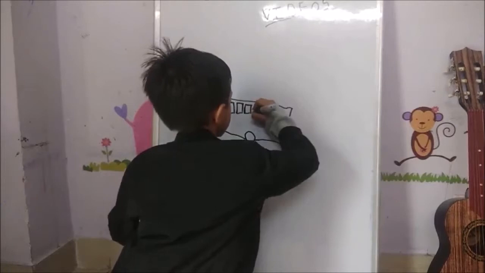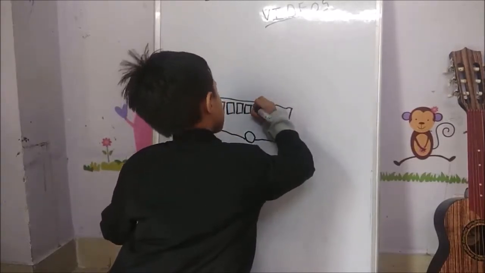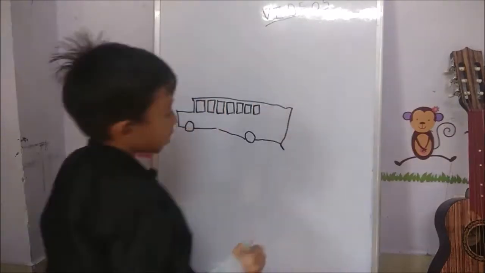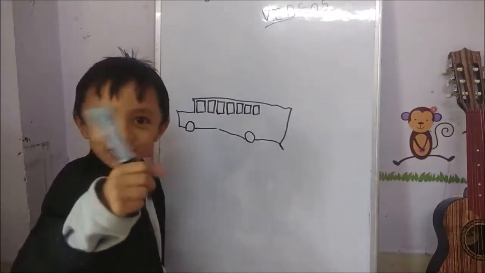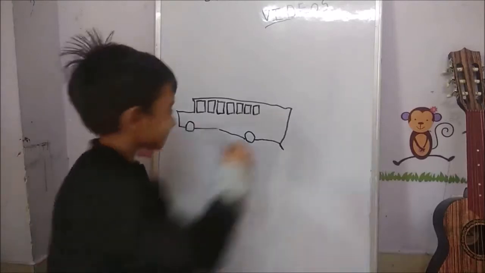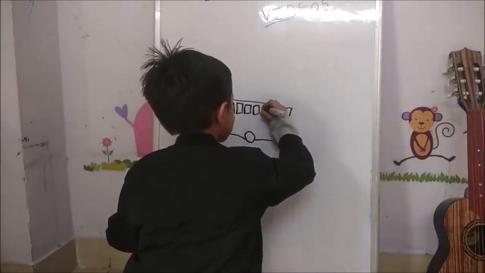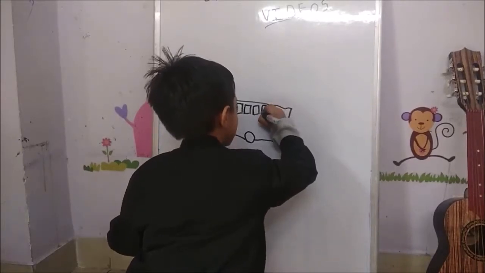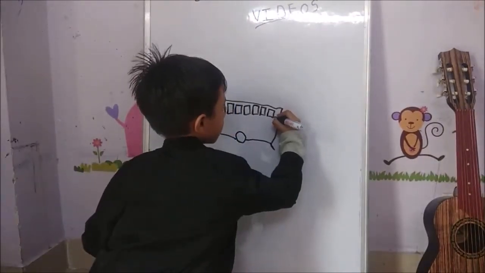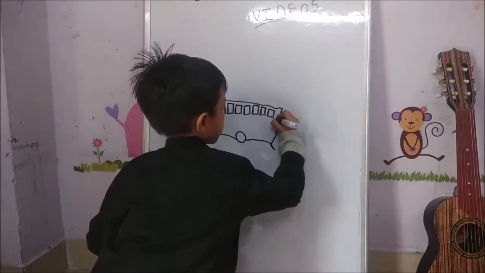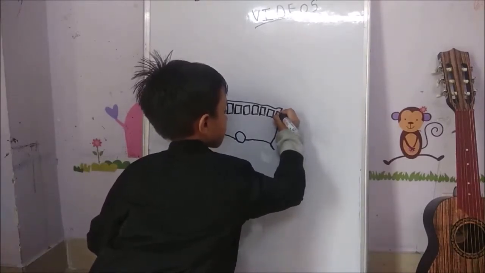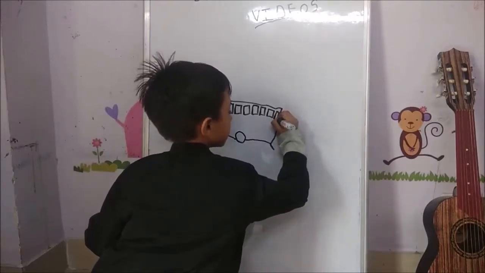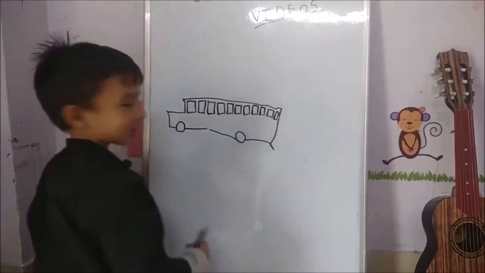Now I again draw a standing line, a sleeping line, a standing line, a sleeping line. Okay? And again a standing line, a sleeping line, a standing line, a sleeping line. Do it. Small window, standing line, small sleeping line, one more standing line, small window. Okay?